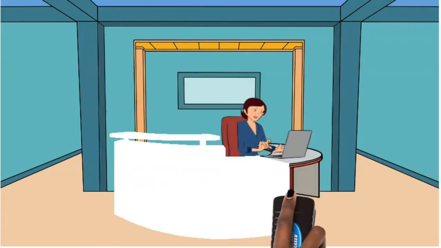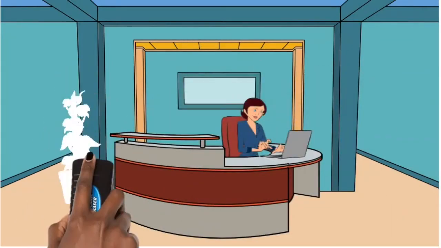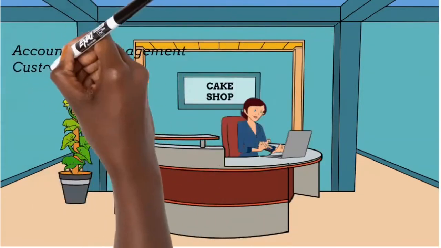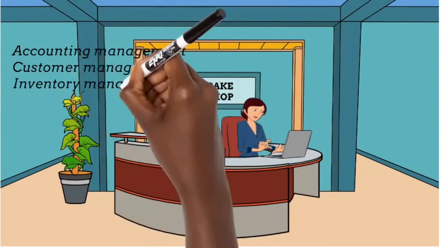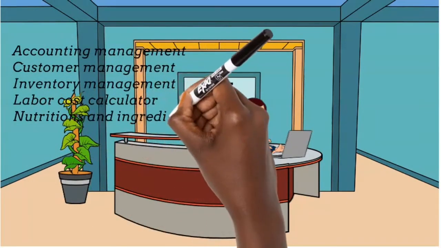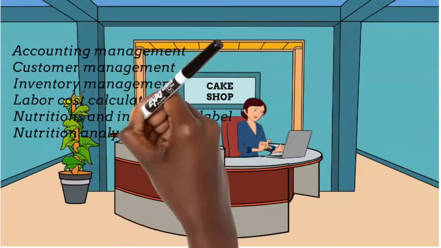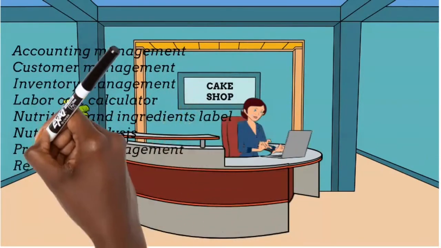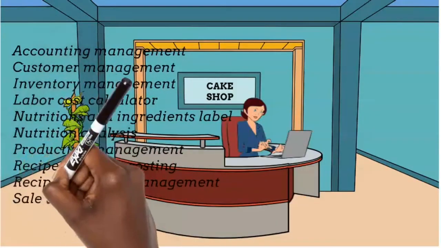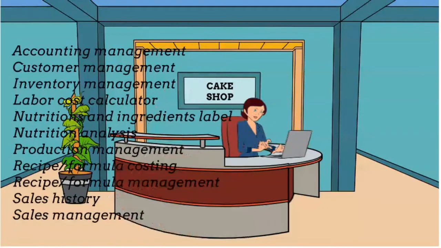It does a lot of things for you, like ingredient labels, nutritional analysis, product management, formula costing, recipe formula management, and also, very importantly, sales history, sales management, and how to improve sales. So if you're looking to improve sales on your goods and services, and you're looking to change the software you use for your business, I think this is something you should try out. It is called Foodman, and it is amazing. I think they have a demo that you can try out for a month to see how it works before you pay for the full thing.